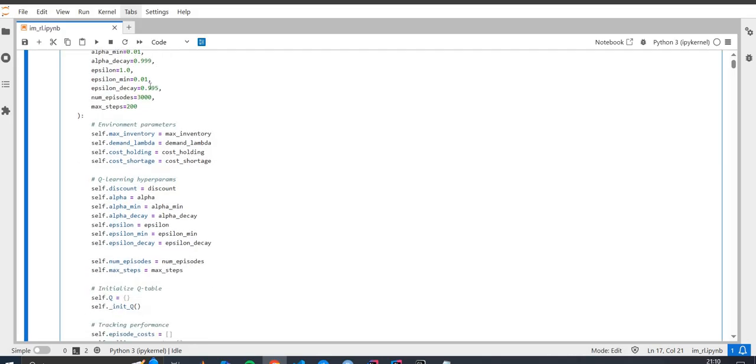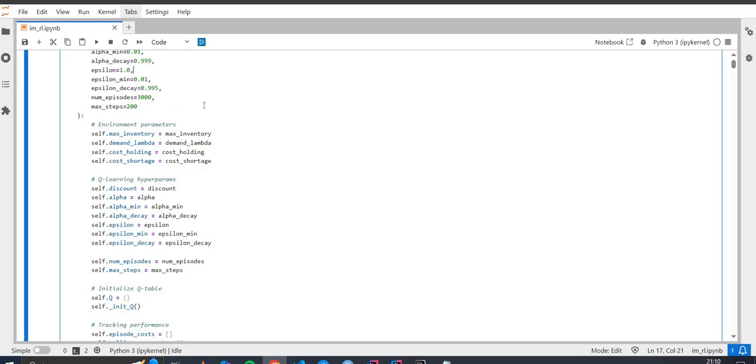And we have epsilon, which controls how often the agent explores new actions instead of following its current best guess. At the beginning, epsilon is set to 1, meaning the agent explores completely randomly. But as it learns, epsilon decays down to 0.01, so by the end of learning, it's mostly following what it has learned to be optimal rather than making random choices.